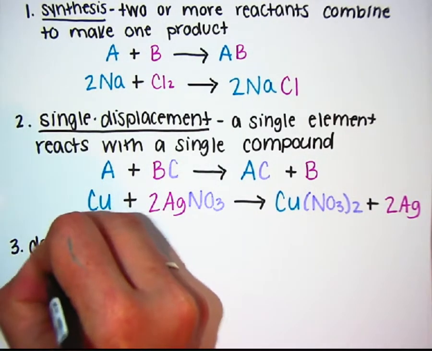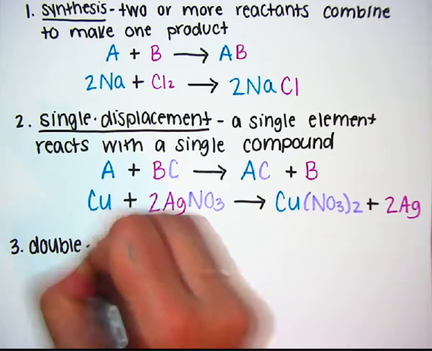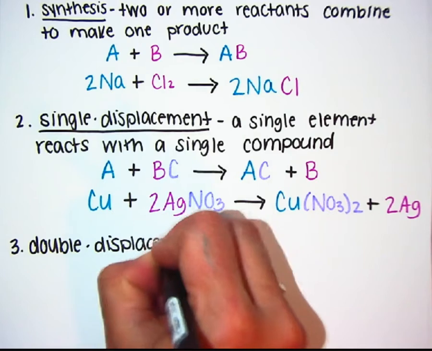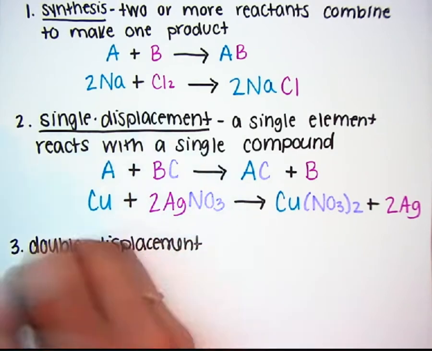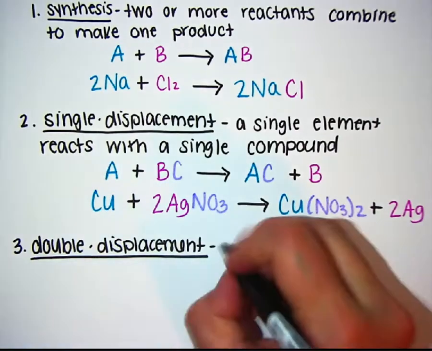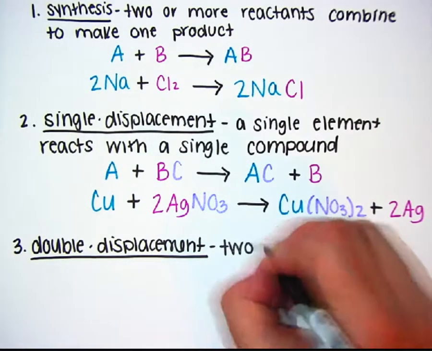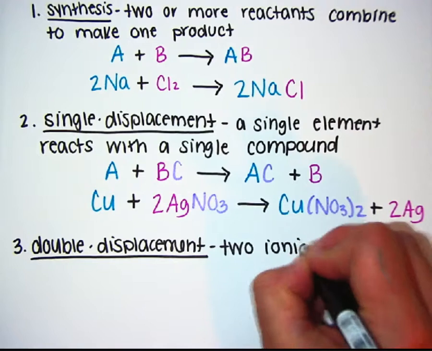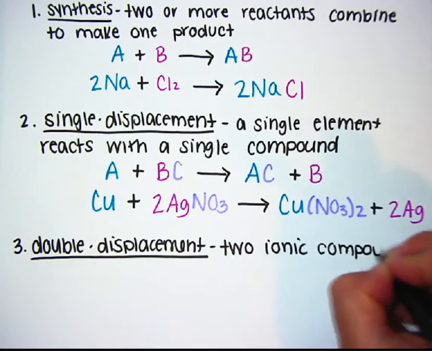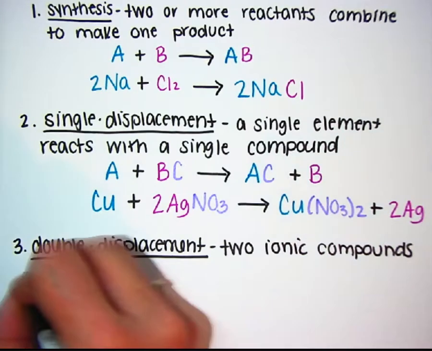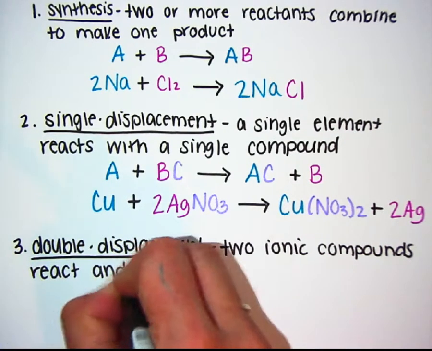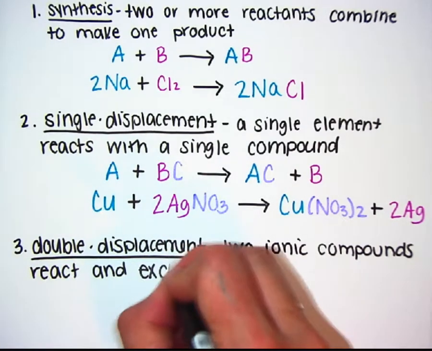The third type of reaction that you need to identify and classify is called a double displacement reaction. In a double displacement reaction, two ionic compounds react and exchange ions.